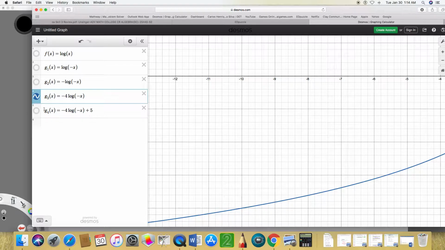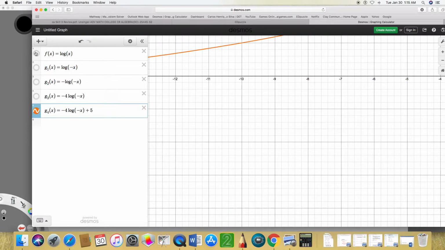And then this is going to lift it up 5 units. So this that was at negative 4 is going to go up to 1. It's going to go up there. And there it is, up at 1. This negative 10 is up at 1.